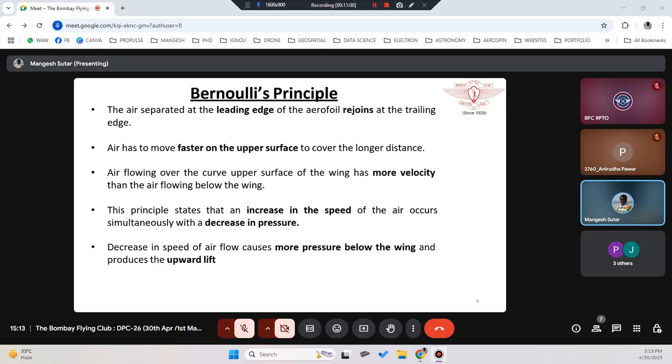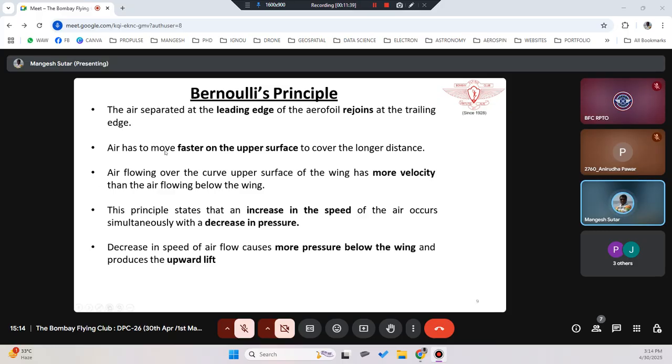Okay, so to understand this concept of lift, we need to understand the Bernoulli principle. Now what Bernoulli principle says: the air is separated at the leading edge. So when air is pushed on the wings, it hits the leading edge and there it separates. Air is separated at the leading edge of the airfoil and rejoins at the trailing edge. So air will flow on the upper surface of the wing, it will flow below the surface of the wing, and again that air will join back at the trailing edge.